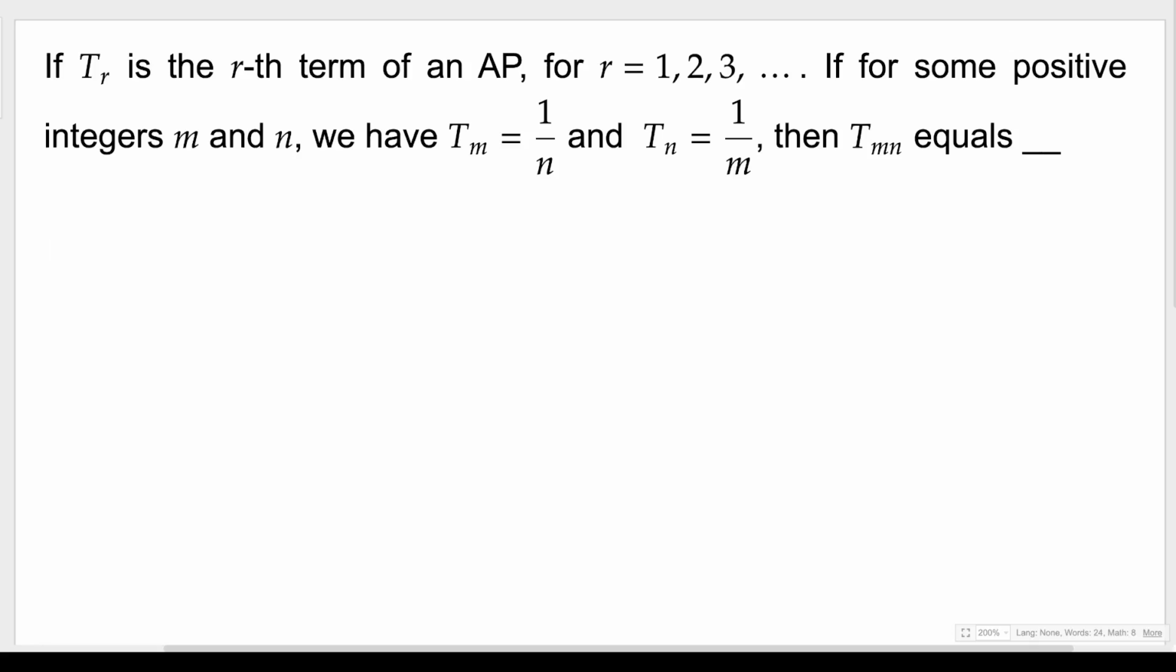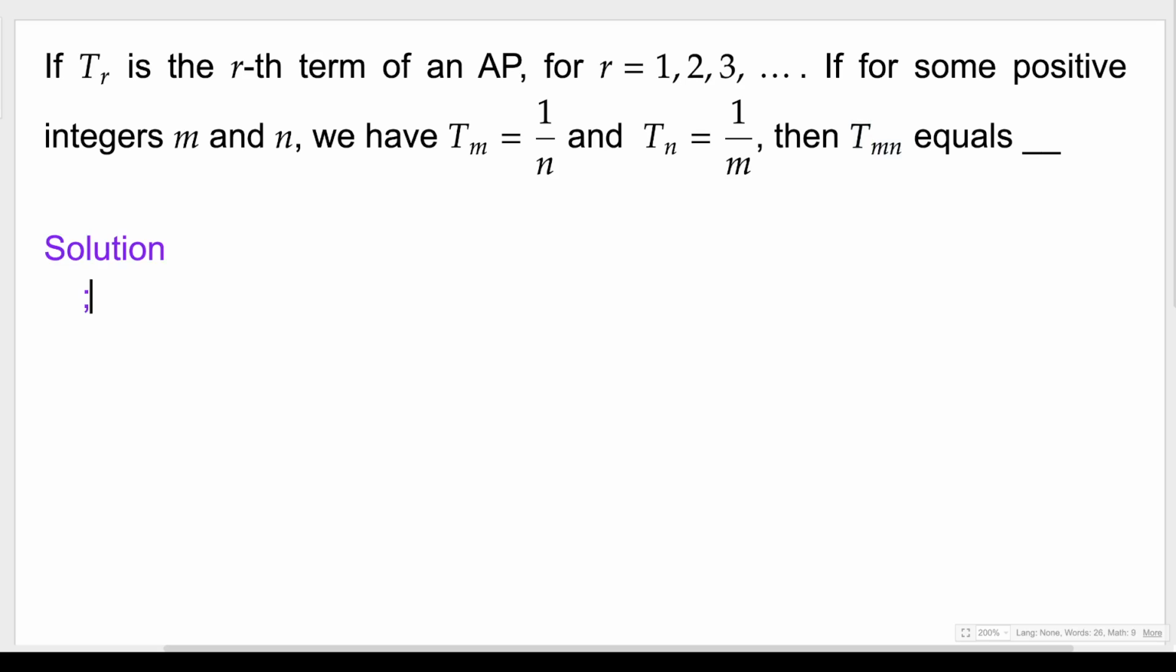So given this problem statement, if t subscript r is the rth term of an arithmetic progression, where r can take the values 1, 2, 3 and so on continuously. If for some positive integers m and n, we have t subscript m given as 1 over n, and the nth term given as 1 over m, then we need to compute the mnth term, the product of m and n. Now I'll go towards the solution part.